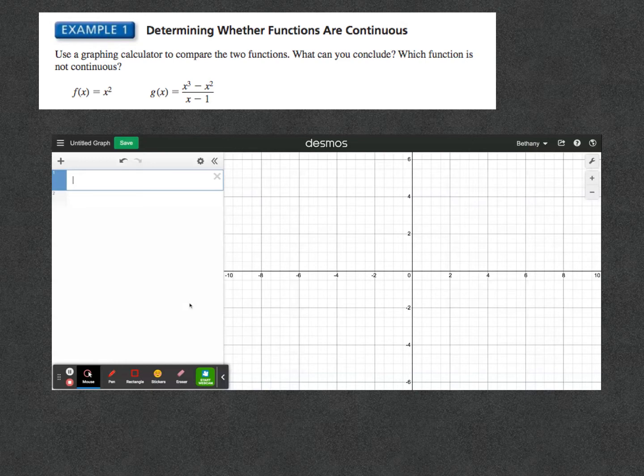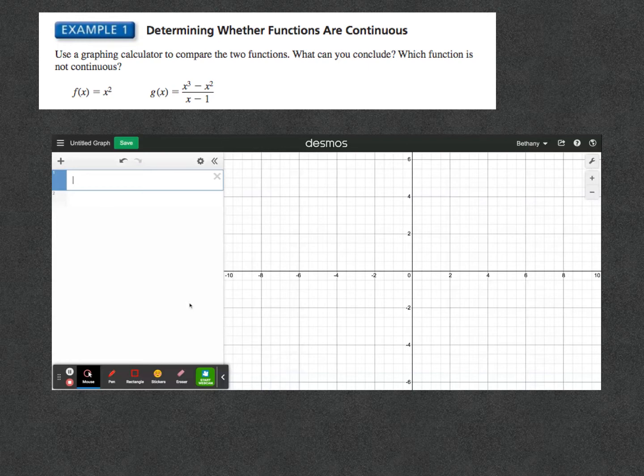So your first function is f of x equals x squared. If you need to raise it to the power, you do shift and it'll lift that up, x. And then you hit the shift 6, which means it's the caret. That's what you're doing. Okay, so that's f of x equals x squared.